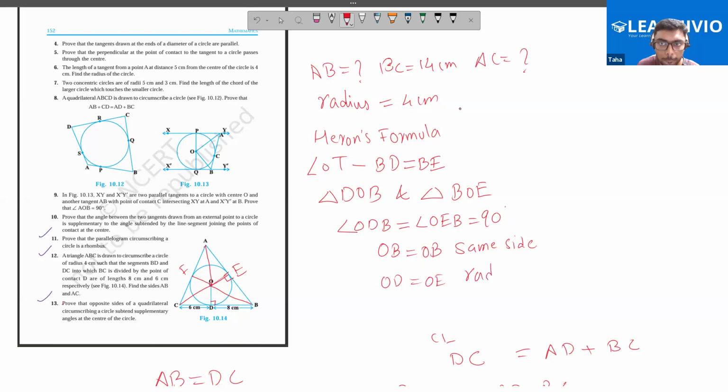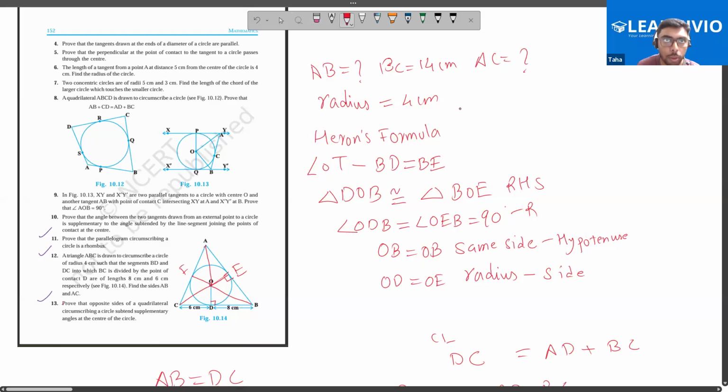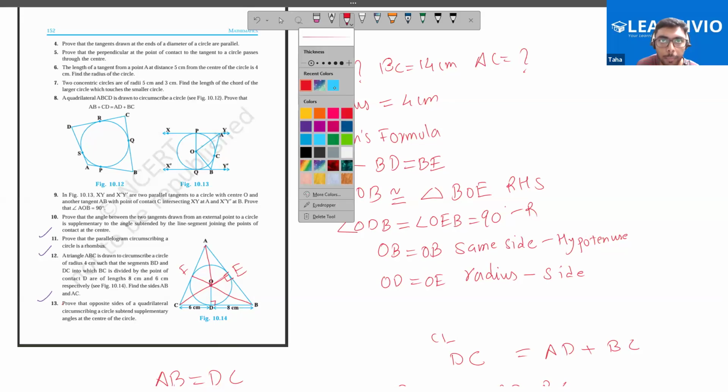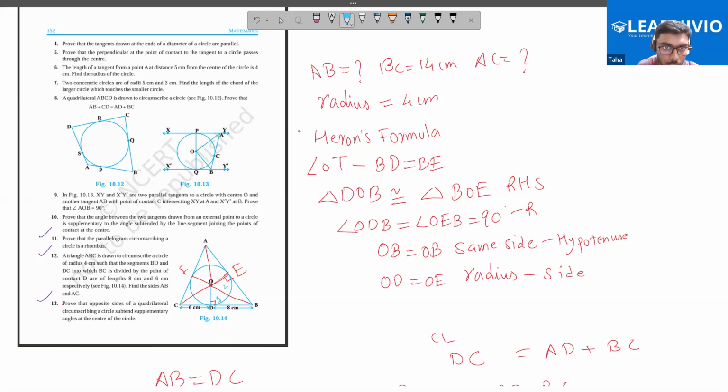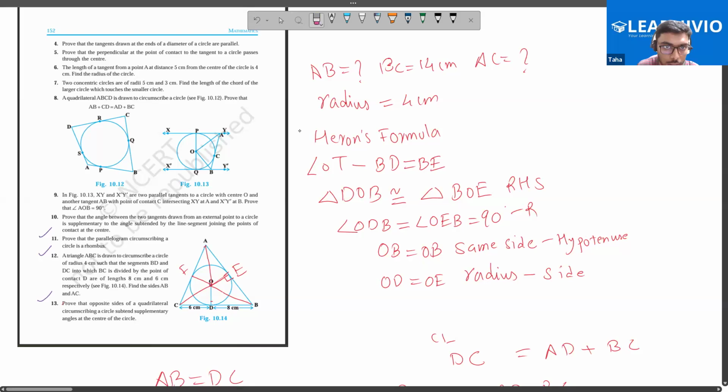This is radius. So OB is the hypotenuse, and this is the radius. This is one side, and this is our right angle. So by RHS, these two triangles are congruent, right? So let me name them. Let me mark them so that we can understand which two triangles we are going to talk about. Okay. So triangle 1 and 2. Let us use a different color.